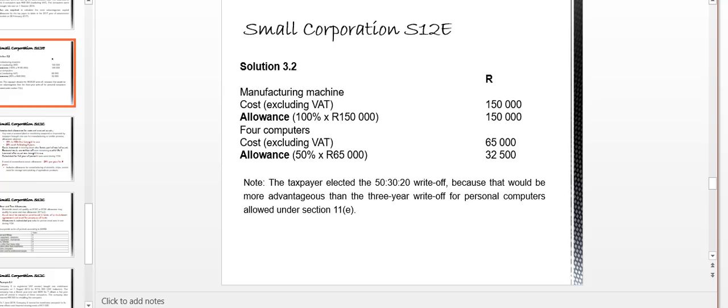And then the 4 computers, the other assets of the small business corporation, the taxpayer may elect how they want to write this off or claim this allowance. So in this case, the method which was to the largest advantage of this taxpayer was to claim the 50-30-20. So on these computers, we're going to claim 50% of it in the first year of assessment. So in other words, the allowance is then 32,500.